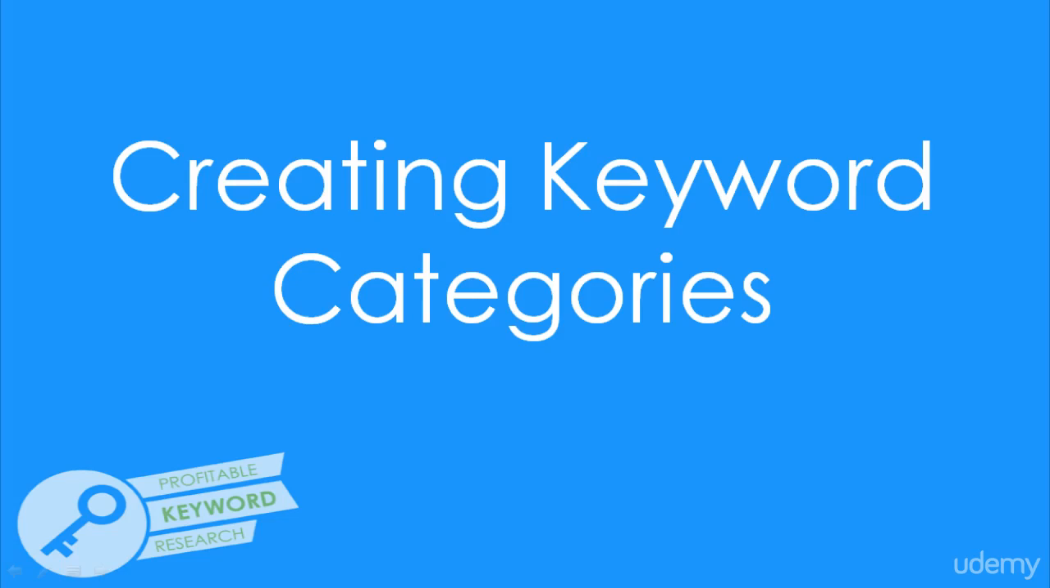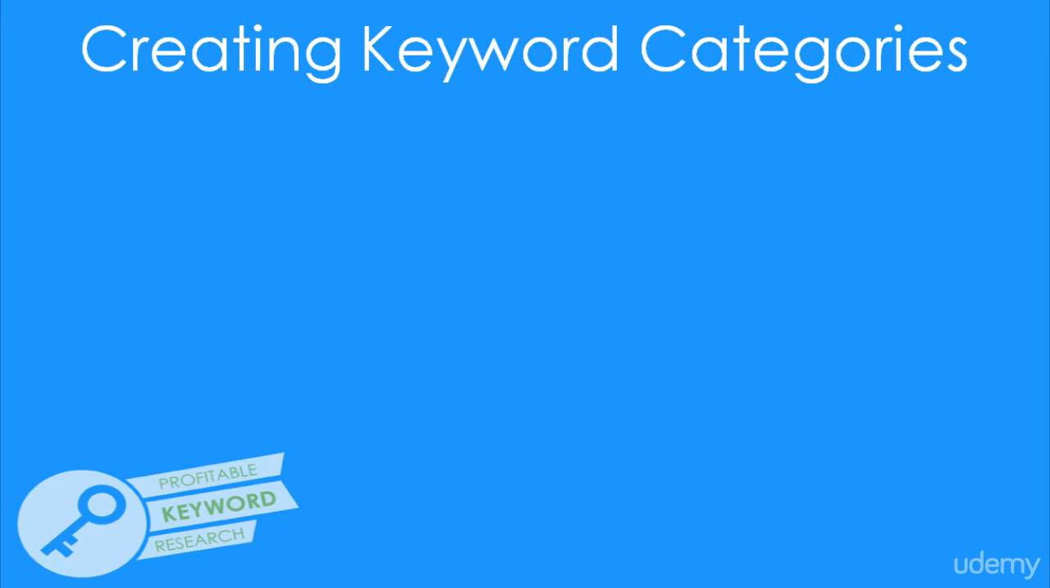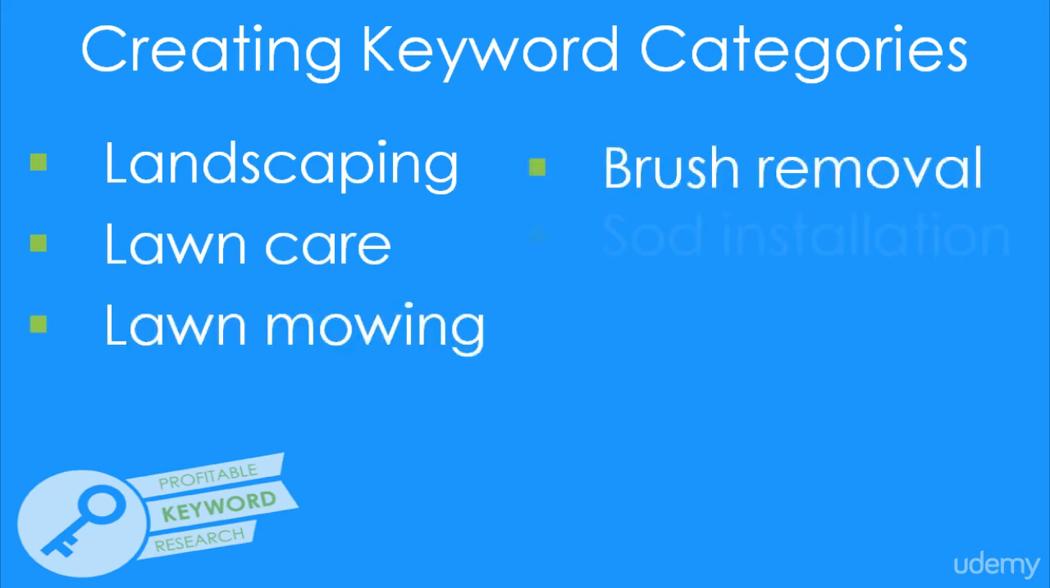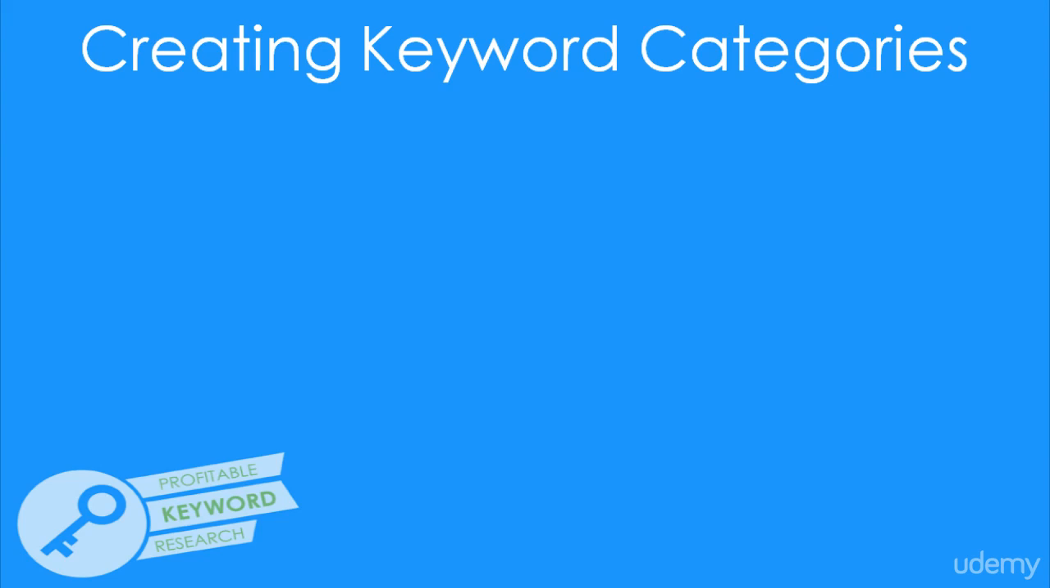So once you start brainstorming, you can always section these off into some categories. For example, if I have a website that is about a landscaping service, I can have a landscaping category, I can have a lawn care category, lawn mowing, brush removal, sod installation, for example. These are all different categories. And then I can break each of those down into more targeted keywords.